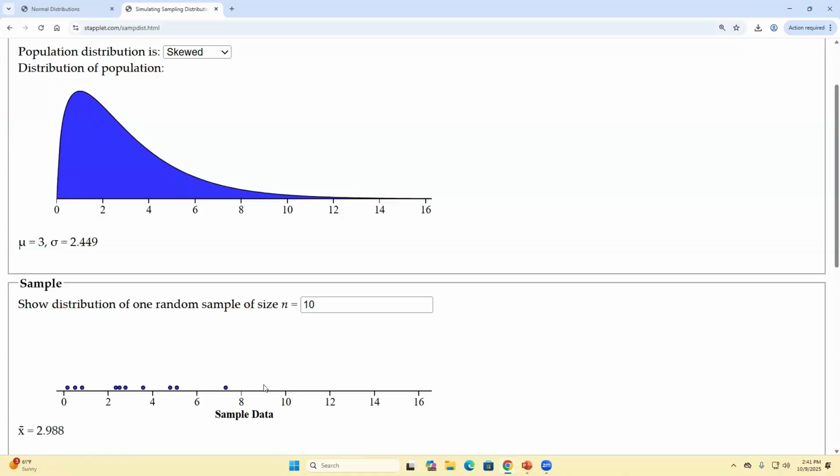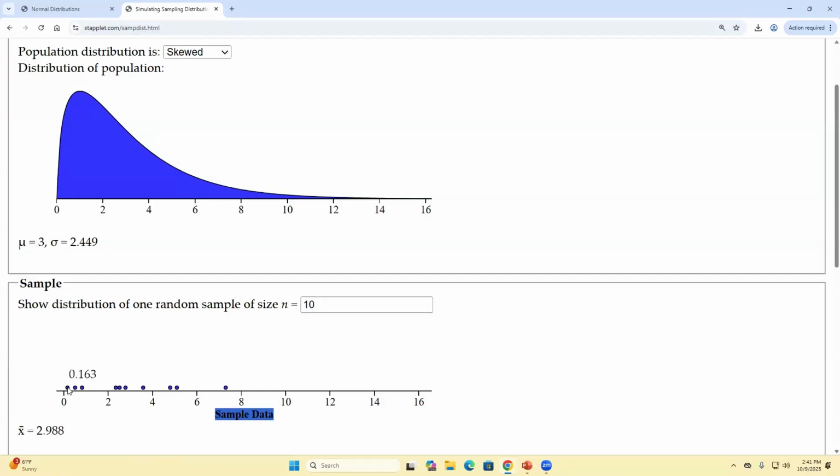And this distribution here, this is your sample data. This is your sample distribution. So this is a dot plot in this case. And every single one of these dots is an individual, a person that you took directly from this population here. So you can see that this goes from 0 to 16. Your sample distribution goes from 0 to 16, so it's lined up.